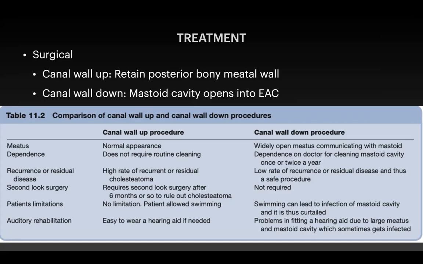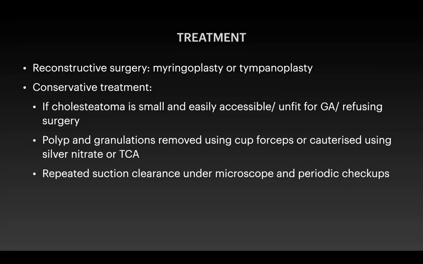Canal wall down procedure, on the other hand, has a widely open meatus communicating with the mastoid cavity. Dependence on doctor for cleaning the mastoid cavity once or twice a year. It has a low rate of recurrence or residual disease and thus is a safe procedure. Second look surgery is not required, however, it has limitations where swimming can lead to infection of the mastoid cavity and problems in fitting a hearing aid due to the large meatus and mastoid cavity, which sometimes gets infected. Reconstructive surgery such as myringoplasty or tympanoplasty may be required.